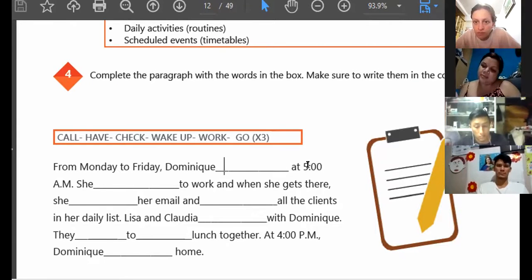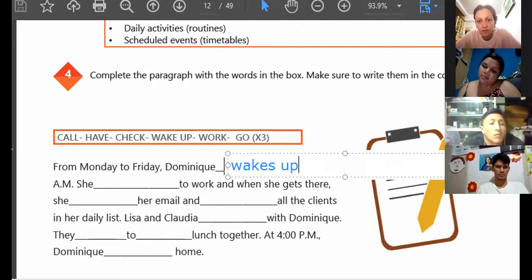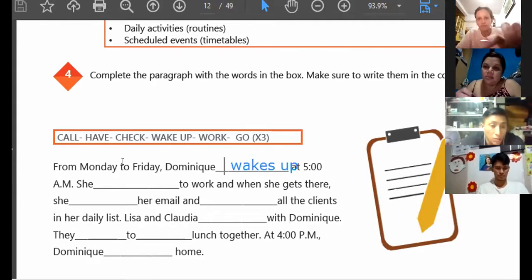Okay, but let's remember the correct form of the verb. Dominic wakes up. Yes, wakes up. Okay, because it's she. Now Dominic wakes up at 5 a.m. Now, continuing with this, she goes to work. Exactly, goes.